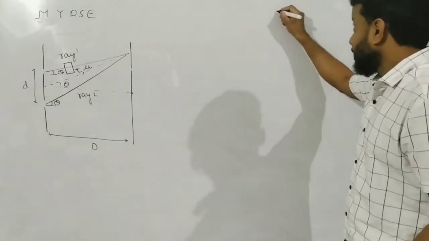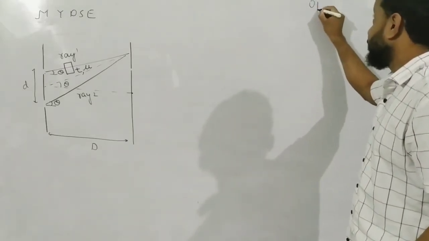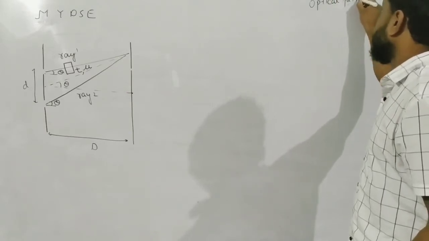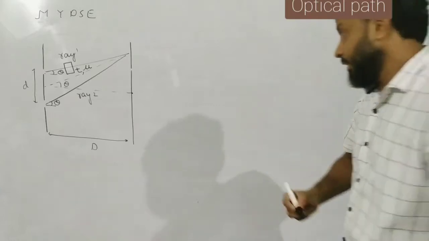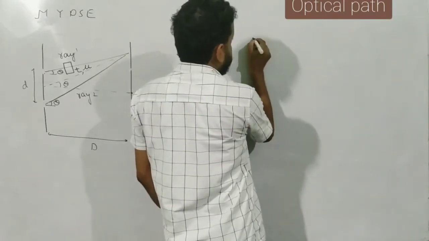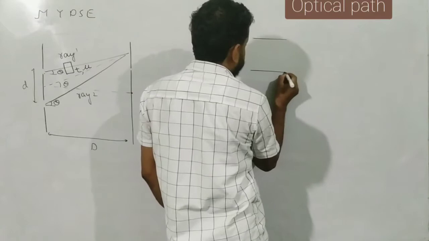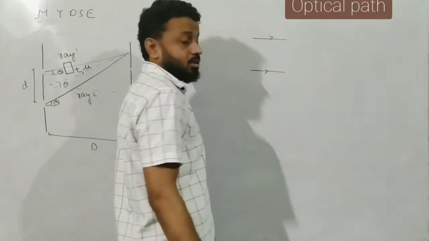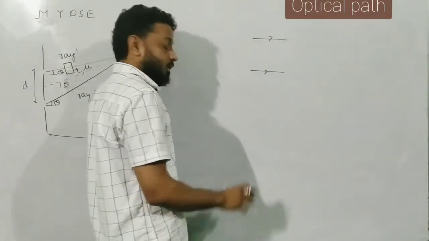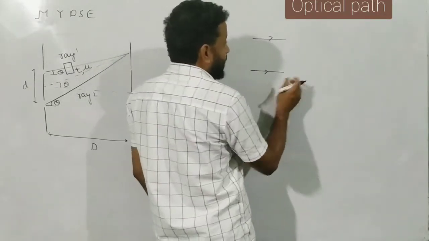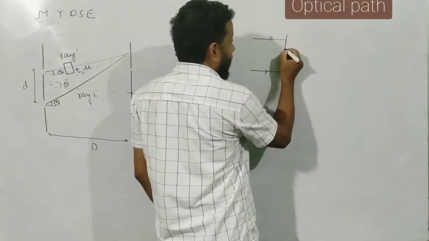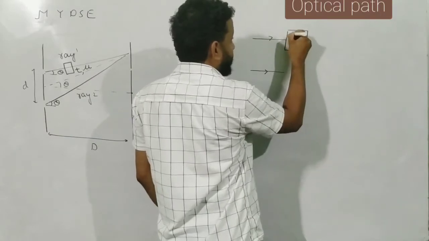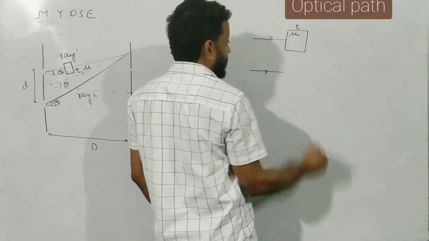So what we are going to discuss now is the concept of optical path. And now listen to this very carefully. Consider that this is one ray and this is the second ray, and both are traveling parallel. So both are traveling the same distance in the same time period. Now what is happening now? Suppose I introduce a glass slab over here, of refractive index mu and thickness T.